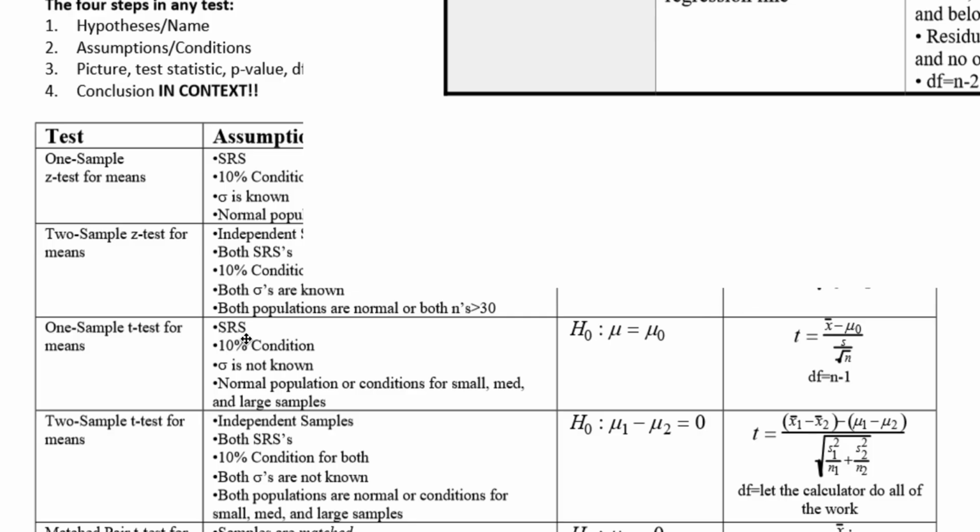And for 2 sample z-test for means, independent samples, both SRS, 10% condition for both, standard deviations are known, both populations are normal, or both n's greater than 30. Null hypothesis will be mu1 minus mu2 equal to 0. Test statistic will be z equal to x bar 1 minus x bar 2, quantity minus mu1 minus mu2, over square root of standard deviation of sample 1 squared over n1 plus standard deviation for 2 squared over n2. Okay, so that's the missing 2 rows.